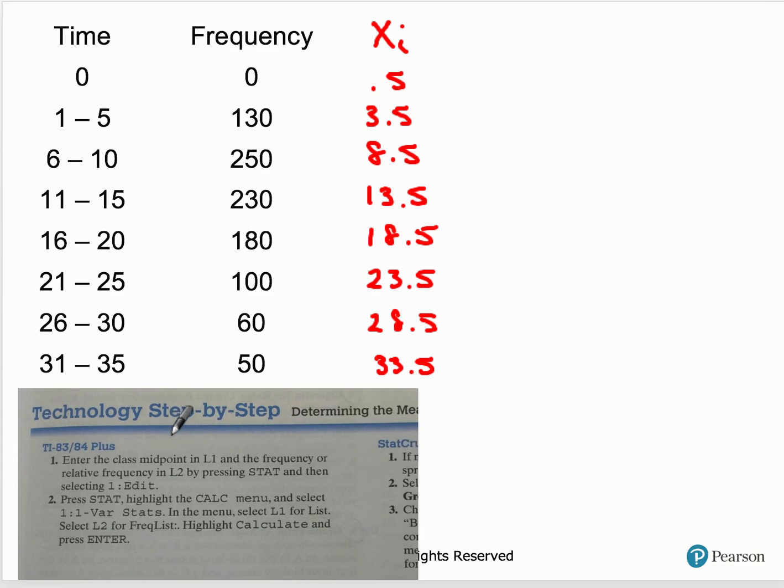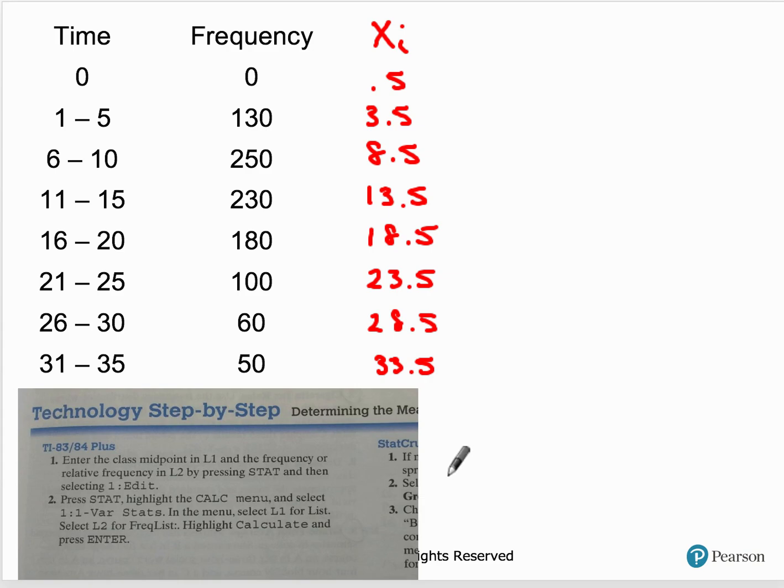So notice this says enter the class midpoint in L1, and they're expecting that you already kind of know how to go into your stat menu here. So to start with, we're going to hit the stat button on our calculator and edit. And it tells you that: do it by pressing stat and then selecting edit. If you have values in here already, here's one thing it didn't say. Move your arrow up to the L1 list, hit clear, and then when you move down, it should be cleared. So all of your lists that you are finished with, you might want to go over and clear them out.